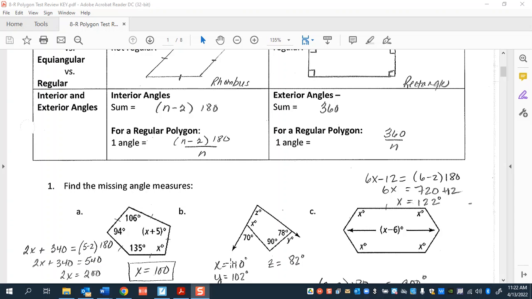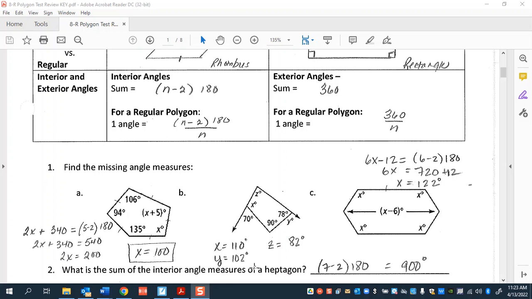As far as exterior angles, that 360 around in a circle, that never changes. So no matter how many sides I have, my exterior angles are always going to add up to 360. If I want to know the measurement of one, all I need to do is divide by n.